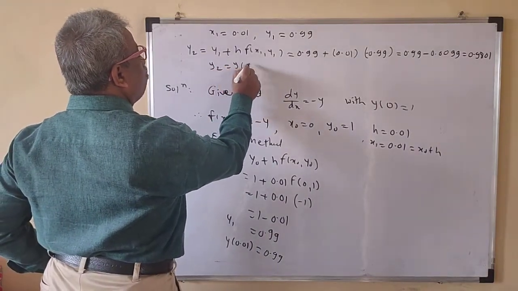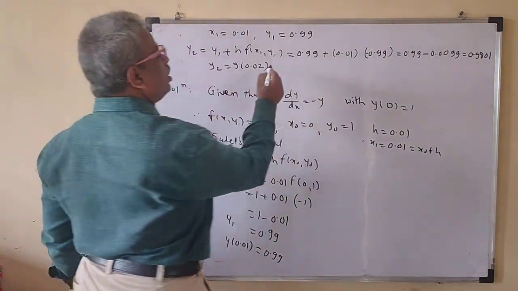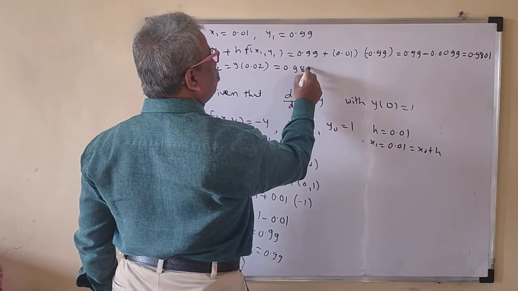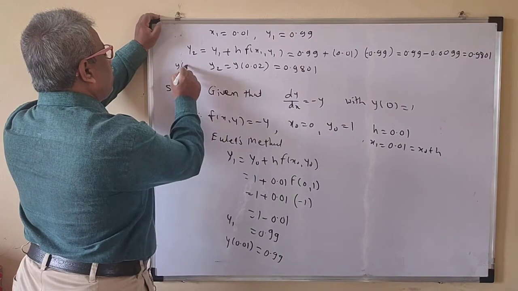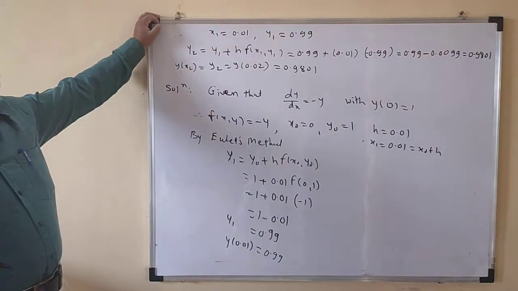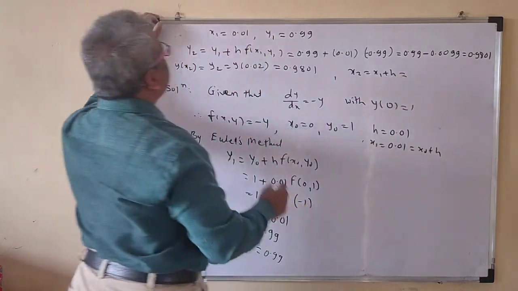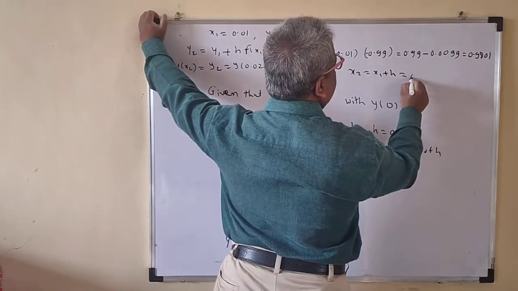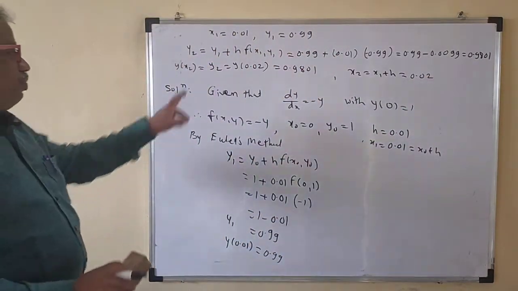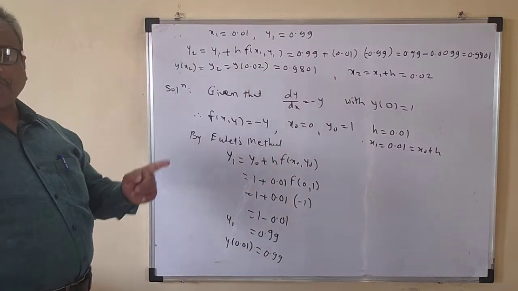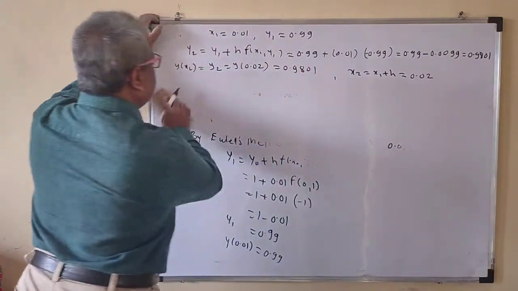So y2 means y of 0.02 now. So this is 0.9801. Y2 means y of x2, where x2 is equal to x1 plus h. Your x1 is this, so that means your x2 is 0.02. Now we got the value at 0.02. We want to find the value at 0.04, so we have to do 2 more iterations.